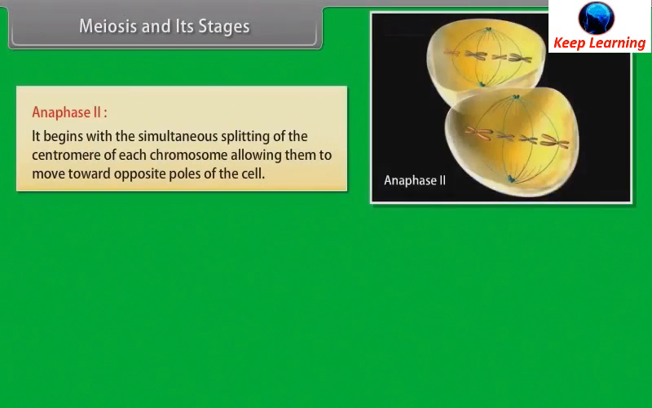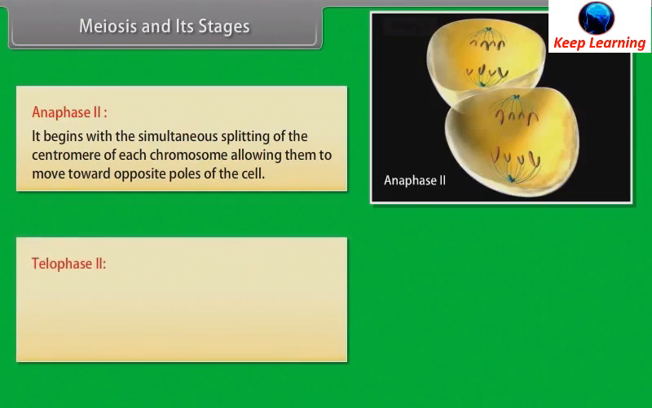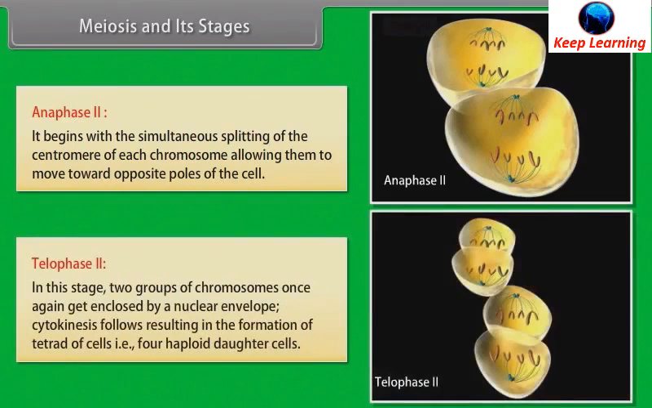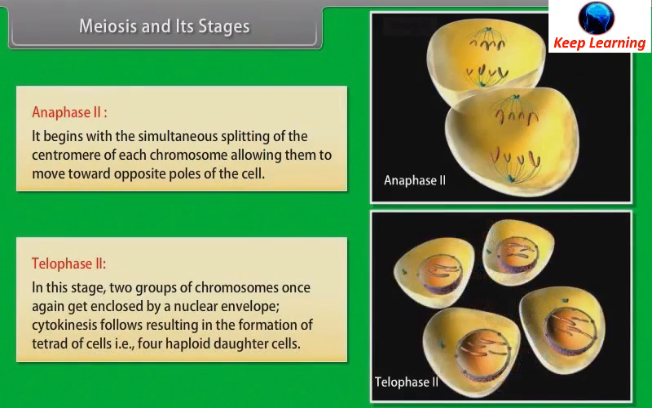Anaphase 2 begins with the simultaneous splitting of the centromere of each chromosome, allowing them to move toward opposite poles of the cell. The last stage of meiosis is telophase 2. In this stage, two groups of chromosomes once again get enclosed by a nuclear envelope. Cytokinesis follows, resulting in the formation of a tetrad of cells, that is, 4 haploid daughter cells.